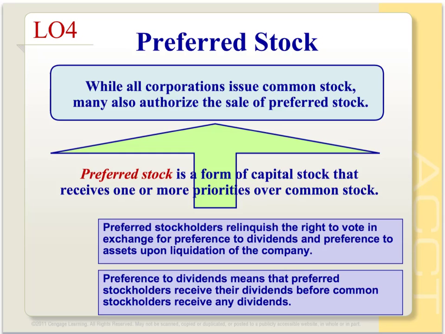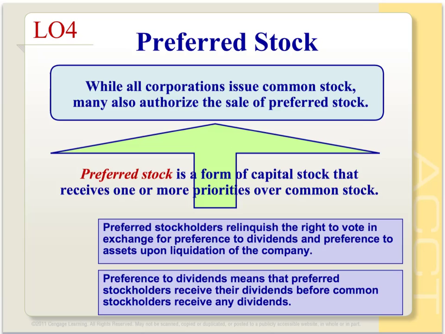Hi gang, we're now moving on to preferred stock. While corporations issue common stock, which is the only kind of stock that we've really gone into depth on up to this point, many of the corporations also authorize the sale of what we call preferred stock. Preferred stock is a form of capital stock that receives one or more priorities over the common stock.